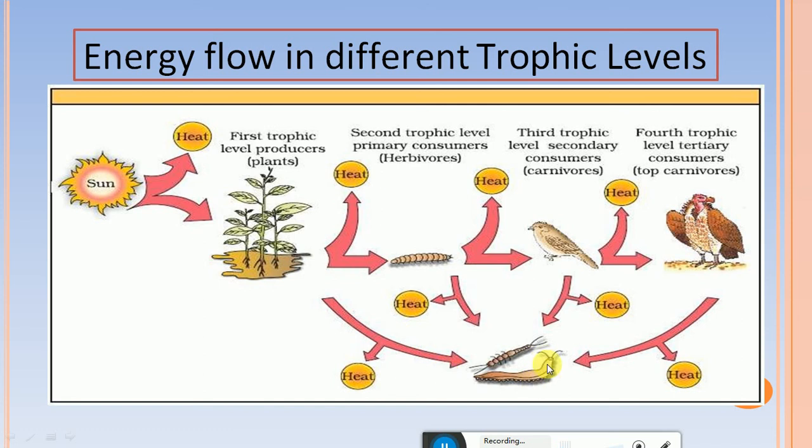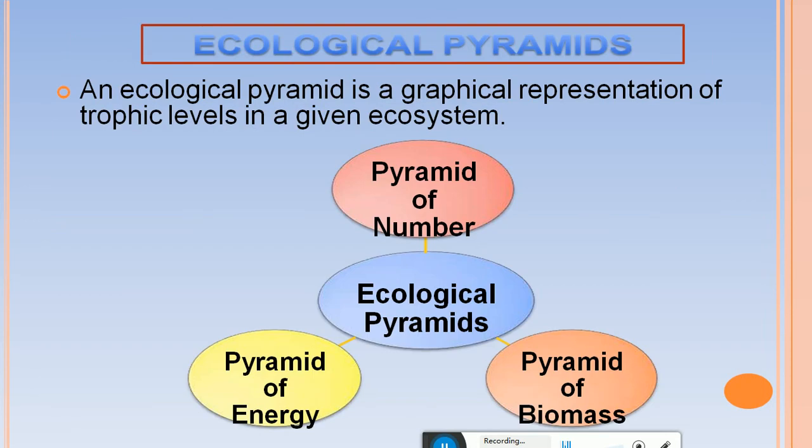These can again be eaten by other birds, and these birds are eaten by the fourth trophic level, the tertiary consumers. They are called top carnivores. Remember, as you go up, the energy level decreases, and organisms of the lower nature will be more and those of the upper nature will be fewer in the environment. Based on that, we have classified different ecological pyramids: the pyramid of numbers, the pyramid of energy and the pyramid of biomass.